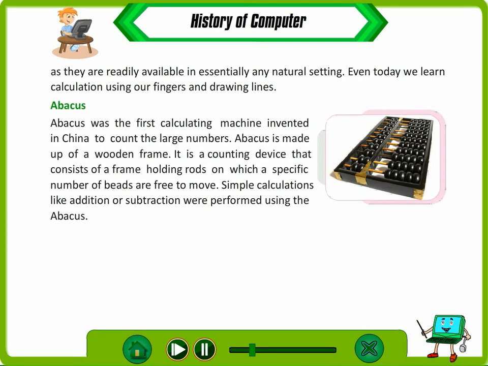Abacus. Abacus was the first calculating machine invented in China to count large numbers. Abacus is made up of a wooden frame. It is a counting device that consists of a frame holding rods on which a specific number of beads are free to move. Simple calculations like addition or subtraction were performed using the abacus.